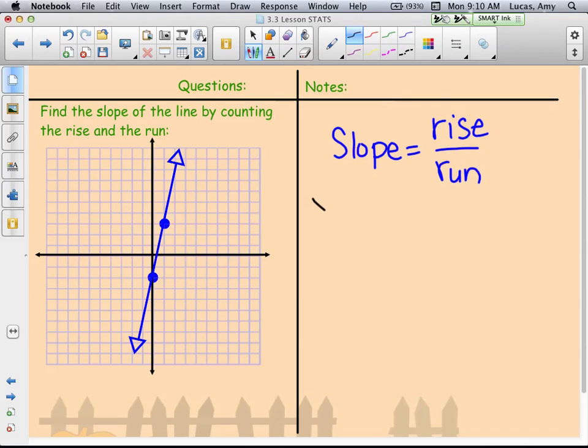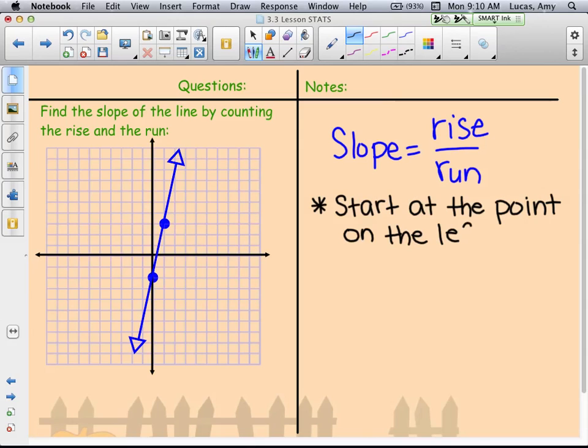To count the slope, you always want to start at the point on the left, because we look at slope from left to right, just like reading. So start at the point on the left and move to the point that's on the right. So if I start at the point on the left, it's right here. I'm going to count my rise first, and then my run. The rise could be up or down, and you always run to the right because we're starting at the left. So we're always moving from left to right.